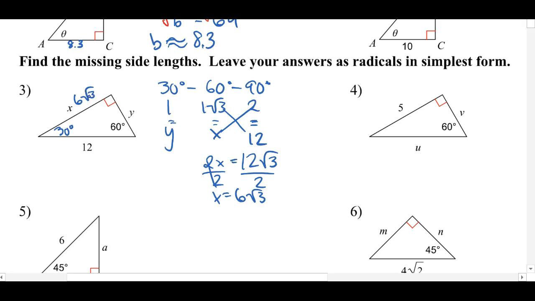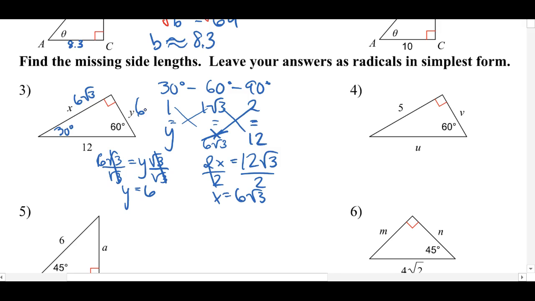Now that I know this side, I can set up the ratio for the other one. I'm going to cross multiply these two. I know now that this side is actually 6 rad 3, so it's not x anymore. So it'd be 1 times 6 rad 3, which is just 6 rad 3, and then y times rad 3. But then we need to get rid of this rad 3 on this side, so divide both sides by rad 3. That cancels out, and y equals 6. And so that side is 6. So that's how you solve those.